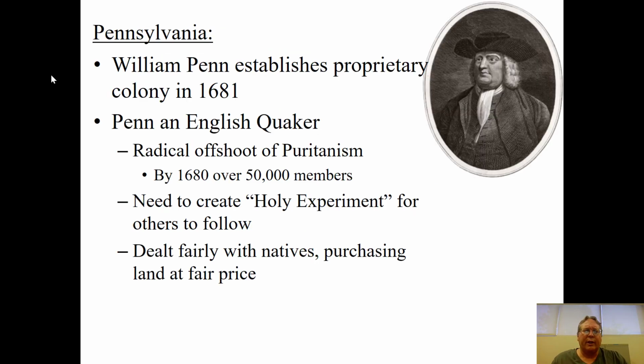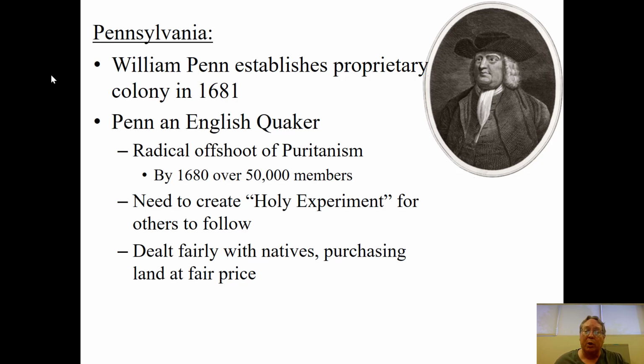Now, of course, we want to turn our attention to really the colony that defines this region. Of course, that is Pennsylvania. Pennsylvania has an interesting origin. It actually starts as a payoff to a debt to William Penn's father, John Penn. The King of England, Charles II, the son of Charles I, when he comes to the throne in 1660, owes a lot of people a lot of money. One of those people is William Penn's father, John.